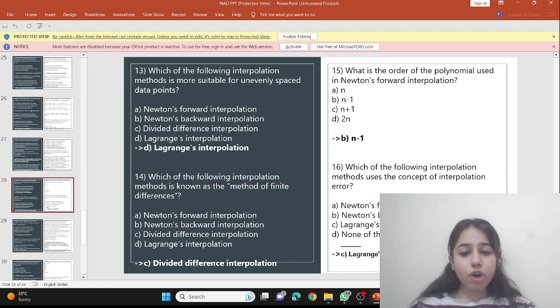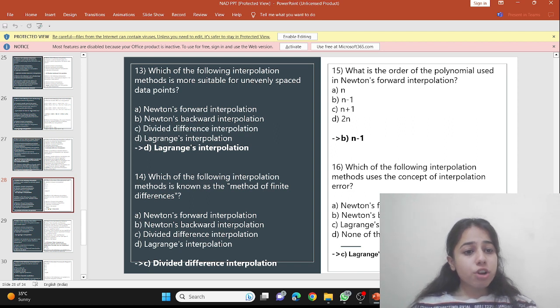14th question is, which of the following interpolation methods is known as the method of finite differences? Options are these methods: Newton forward, Newton backward, divided difference, Lagrange's interpolation, and the correct answer is divided difference interpolation, because it is also known as the method of finite differences.